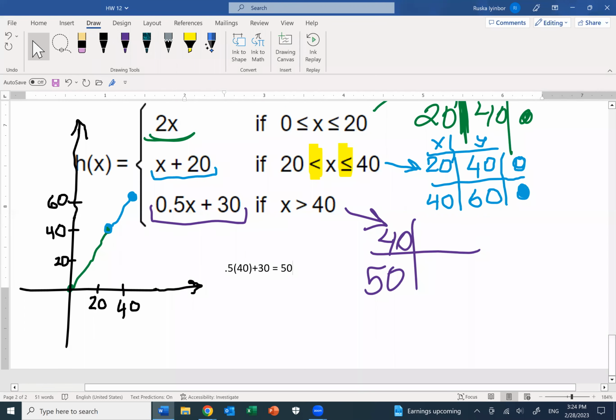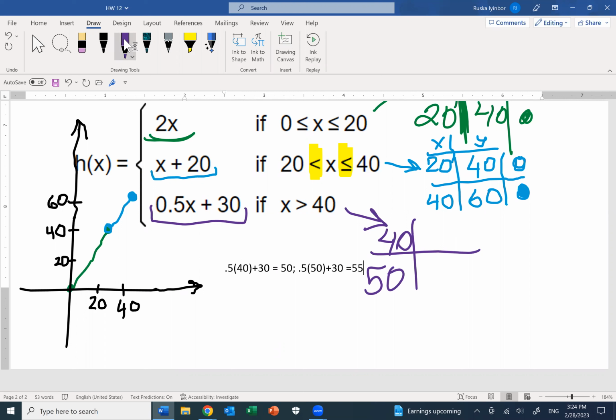And then when I do the other one, which is 0.5 times 50 plus 30, I'm just plugging it into the function. That should give me 55. Okay, so that's how I get the y coordinate here. So the first number, when x is 40, I'm going to get 50 as the y. And when x is 50, I'm going to get 55.